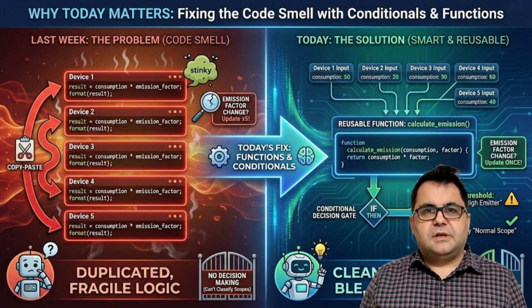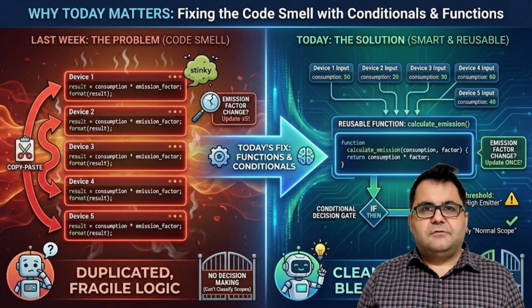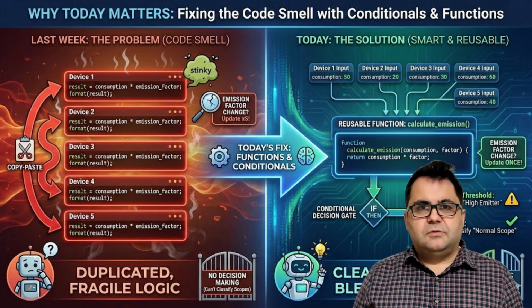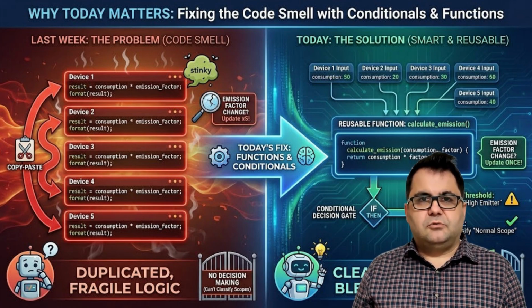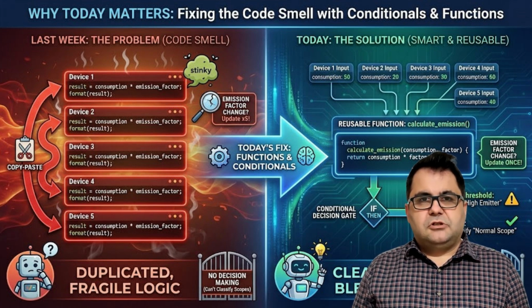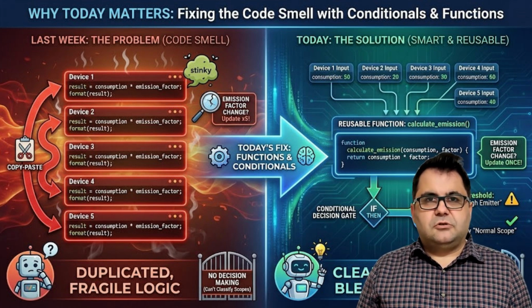And our code couldn't make decisions. It couldn't automatically classify sources into scopes or flag high emitters. Today we fix all of this with 2 powerful tools, conditionals for decision-making and functions for reusability.